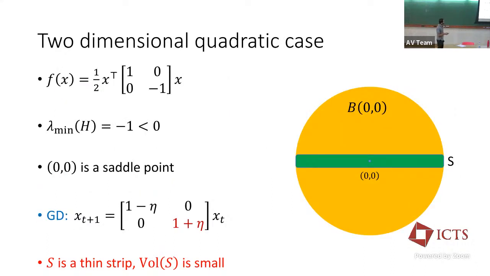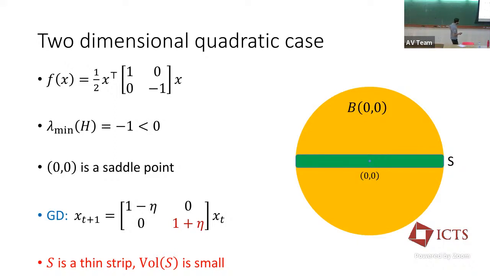So let's look at some simple examples to understand how the set S looks like and what we can say about it. If you just look at the two-dimensional quadratic case in which the function f is half x transpose times the matrix [1 0; 0 -1] times x, the Hessian is just given by this matrix. As we can see, it has one positive and one negative eigenvalue, and x equal to 0 is a saddle point because the gradient is equal to 0 there, and the Hessian also has a negative curvature direction, right?